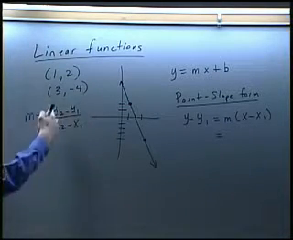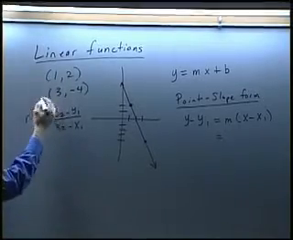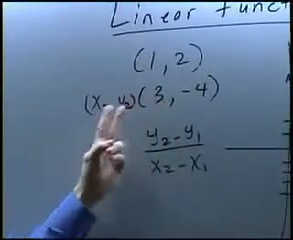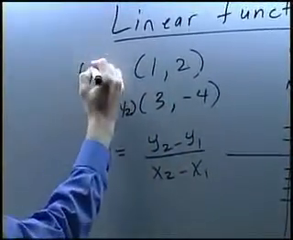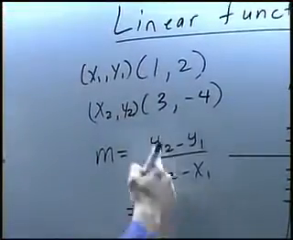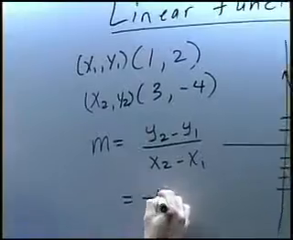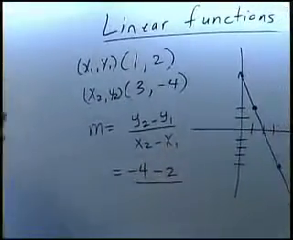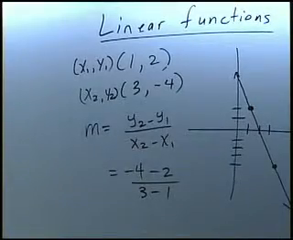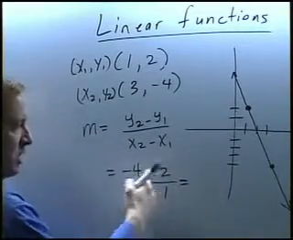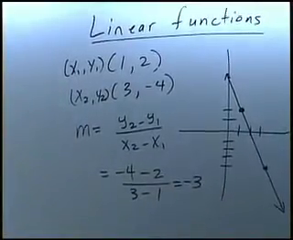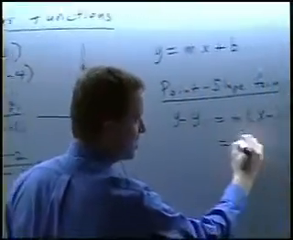If I let the second ordered pair be the second group of coordinates, (x2, y2), and I let the first ordered pair be the first group of coordinates, and then just fill in the appropriate numbers, here's what it would look like. -4 minus 2 in the numerator, and 3 minus 1 in the denominator. Okay. A little bit of simplification here. It looks like -6 over 2, so it looks like my slope is -3. Right? And that's the value that I substitute in here.